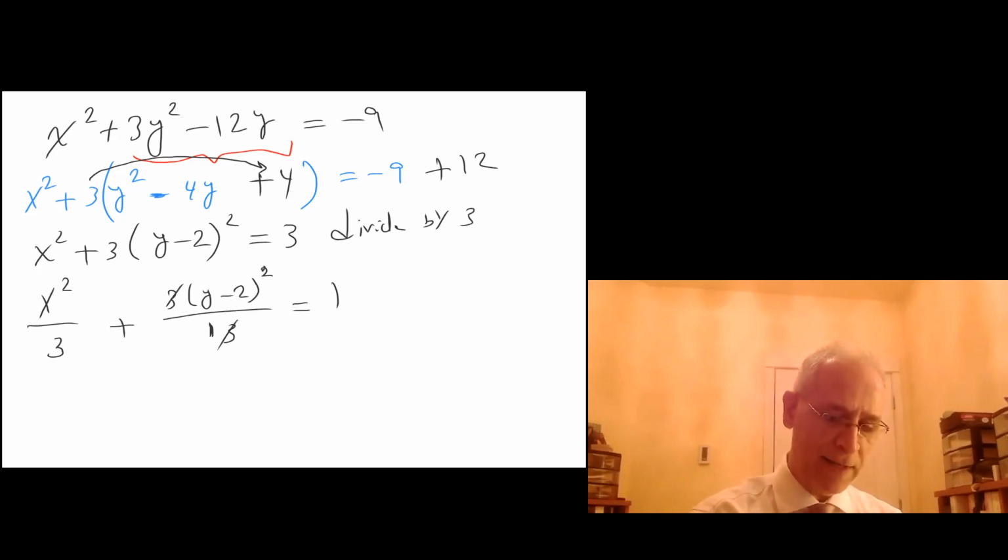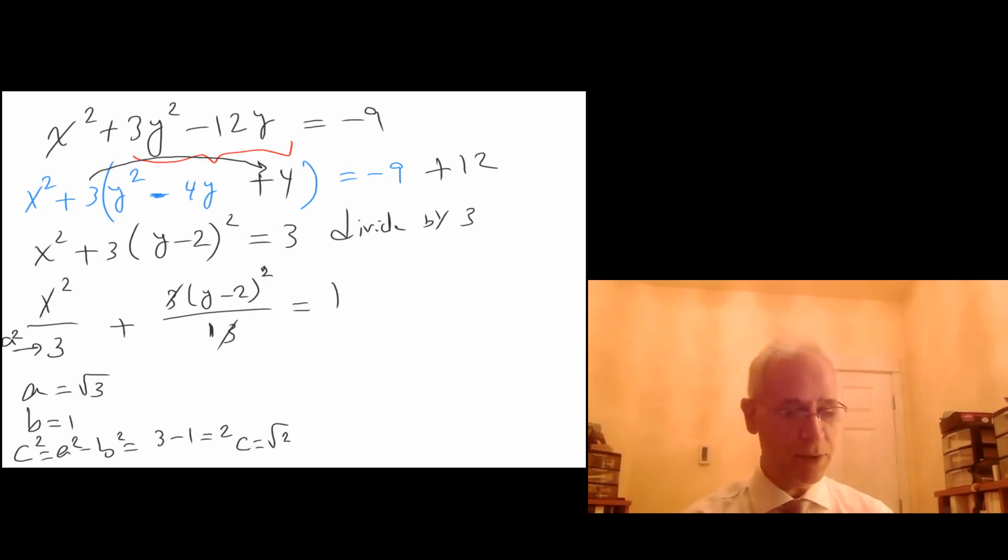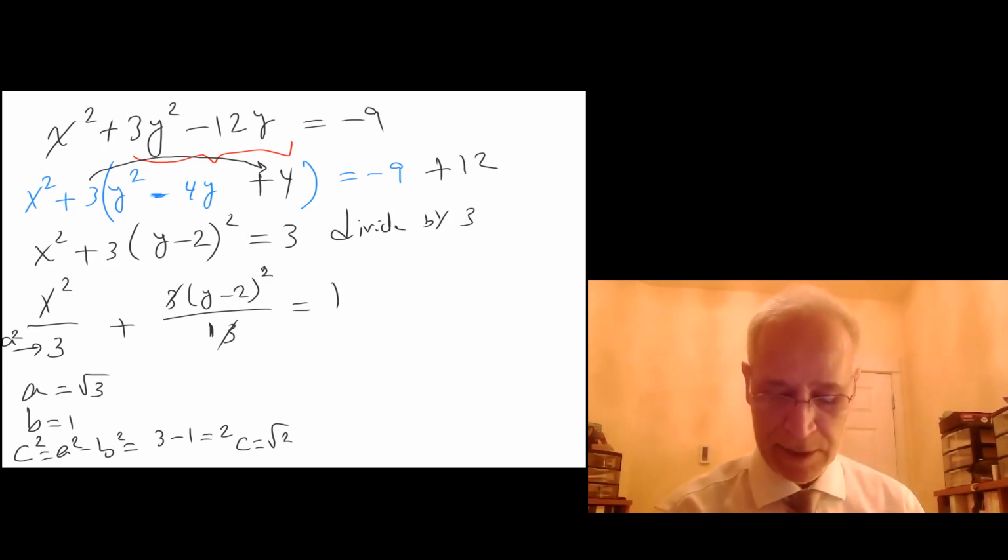So what is the value of a? The value of a is square root of 3, because remember this was my a squared. The value of b equals 1, and c squared equals a squared minus b squared, that equals 3 minus 1, that equals 2. So that means that if I take the square root of both sides, c equals square root of 2. Let me go to the next page and graph this for you.